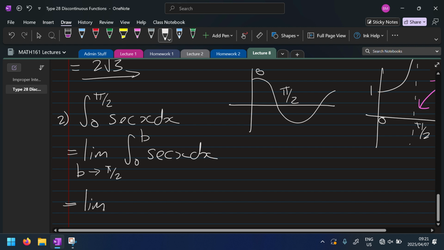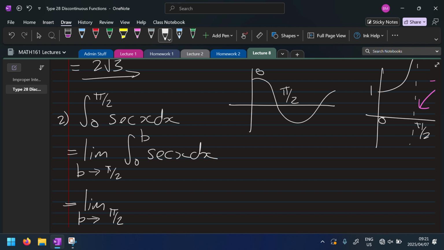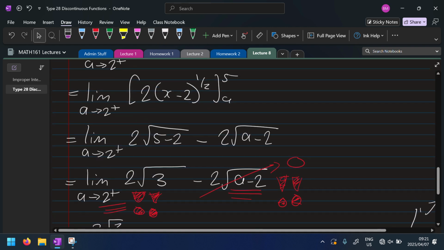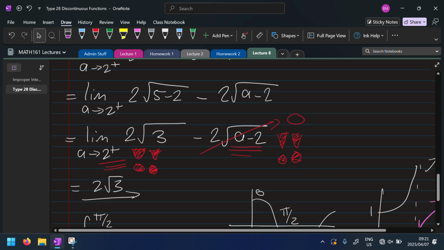So this is going to be the limit as b goes to pi over 2. We should be careful with that. It should be pi over 2 minus. Let's just fix that here. Pi over 2 minus. Okay, right. I spend 5 minutes telling you to be careful for this, and then I make the mistake. You see how easy it is to make a mistake there.